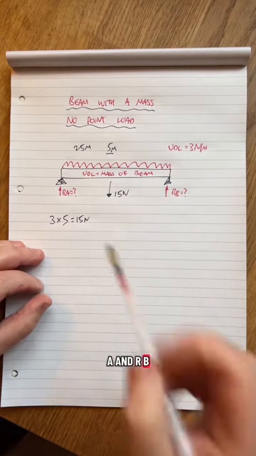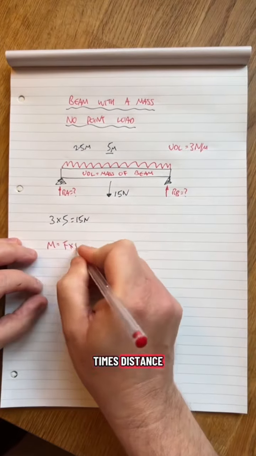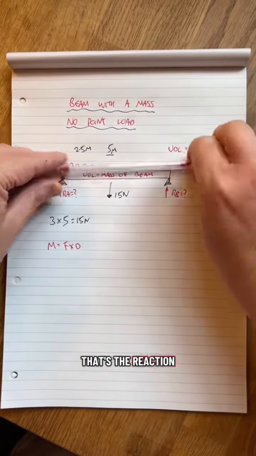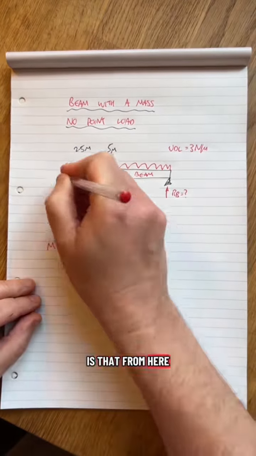Now we're going to work out RA and RB. I'm going to do force times distance. Moment is force times distance. Pivot point is there. The 15 newtons, the UDL wants to do this, clockwise. RB wants to go the other way. That's the reaction. Force times distance is my first force. 15 equivalent, times how far is that? Oh yeah, 2.5. Goes clockwise, like that.